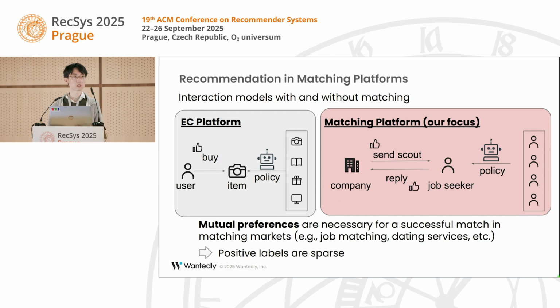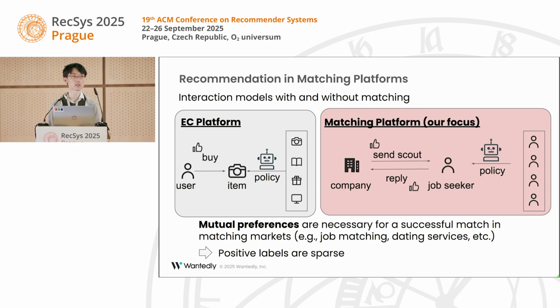We show a job seeker, and the company may send a scout, and then the job seeker may reply. Mutual preference is necessary for a successful match in such a matching market, and this two-stage mutual process leads to positive label sparsity. This is an important point in our paper.